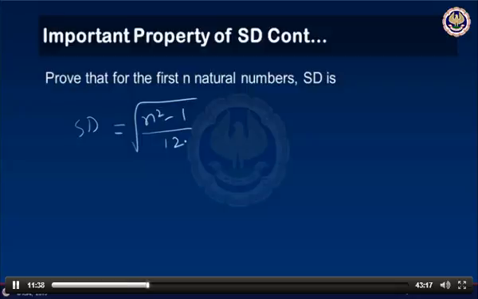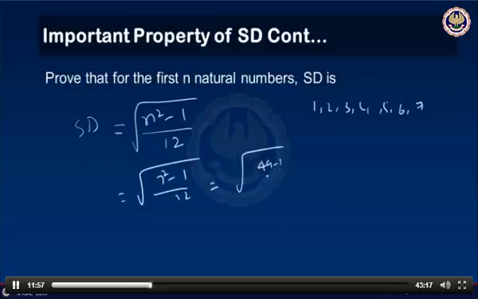Suppose we want to find the standard deviation of the first 7 natural numbers 1, 2, 3, 4, 5, 6, 7. That is the square root of (7 square minus 1) by 12, that is 49 minus 1 by 12, square root of 48 by 12, that is square root of 4, which is 2. So the standard deviation of the first 7 natural numbers is 2.